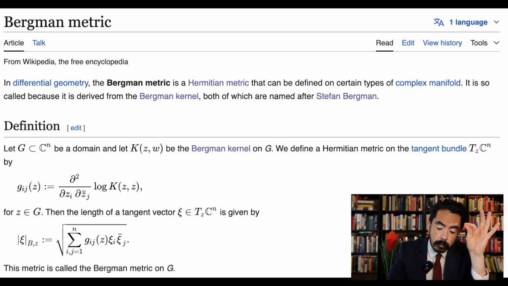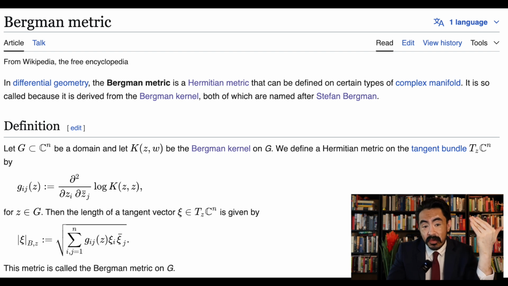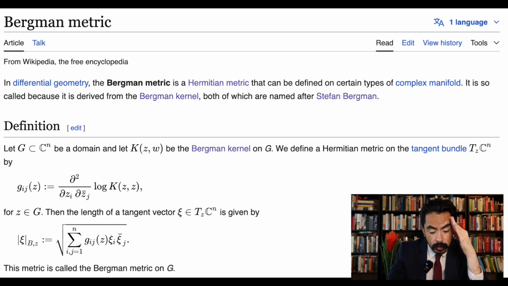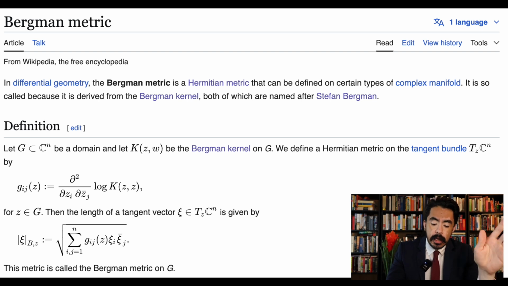And when I say a Hermitian metric, it's a metric on what would be just a complex analog of a Riemannian manifold, which is really a dolled up version of a surface if you think about it that way. So more specifically, let capital G be a subset of n-dimensional complex numbers, be a domain, and let capital K of Z and W be the Bergman kernel on this domain capital G.